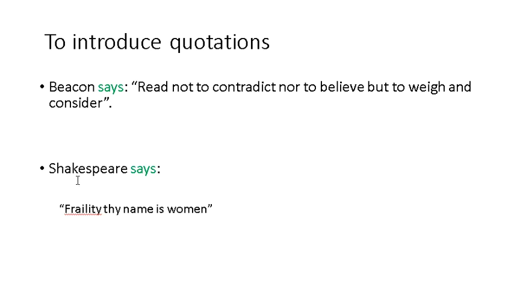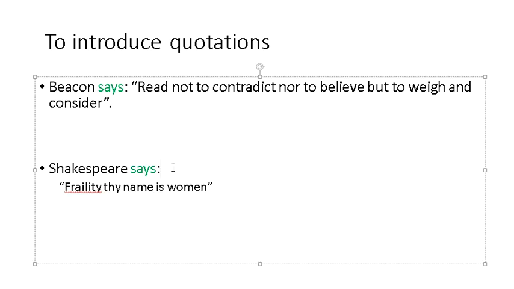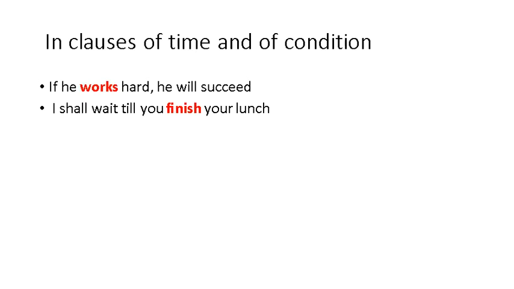In another sentence, we can also say Shakespeare says, Frailty, thy name is woman. Now this is the wording of Shakespeare, and here we are using present indefinite tense. So to introduce quotations, we can use present indefinite tense as well. Then there is another use we are going to discuss.